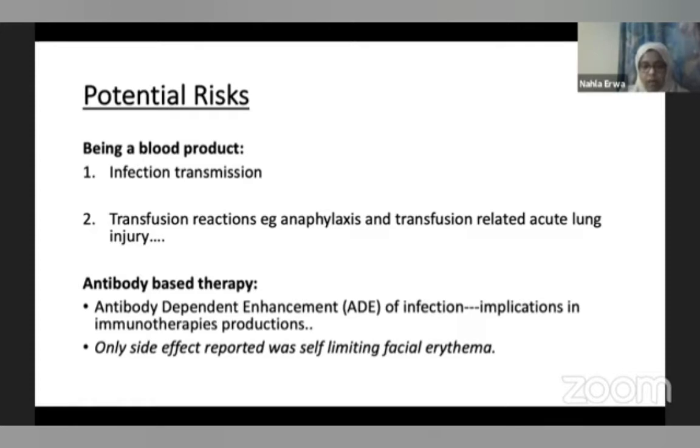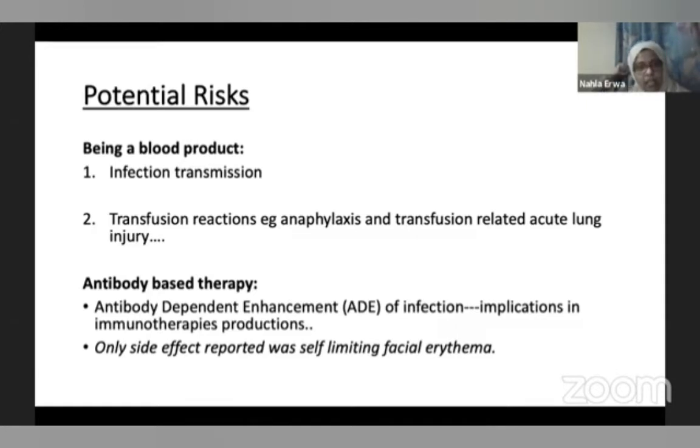So putting all these potential risks aside, the good news is that so far, on the few patients on which it has been tried, the only side effect that has been reported was actually a self-limiting facial erythema in 2 patients out of a total of about 20 patients in between 3 or 4 studies.